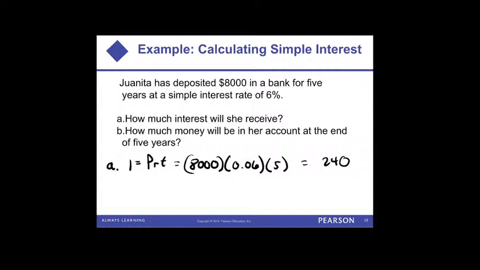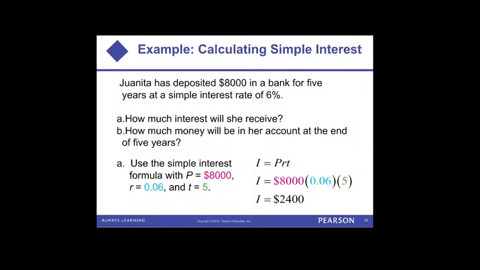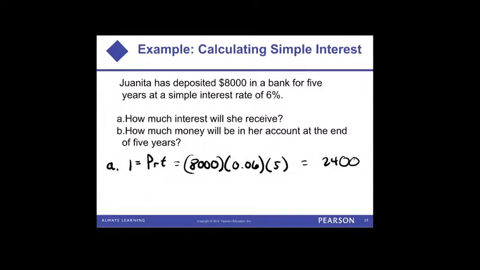Let me see. 5 years, 6%. Let me see if this is correct. 2,000... yeah, we're good. Okay. I don't know why I was doubting that number, but I was. But anyway, that's okay.